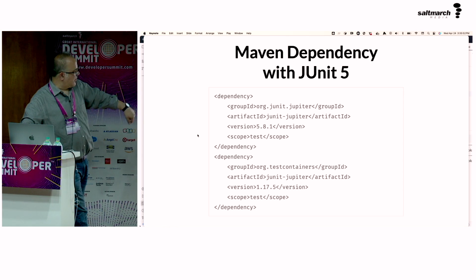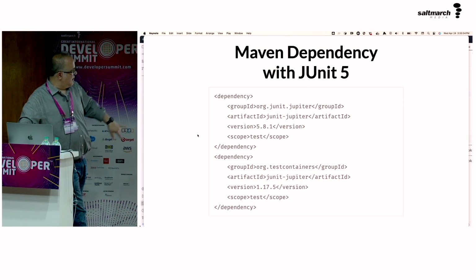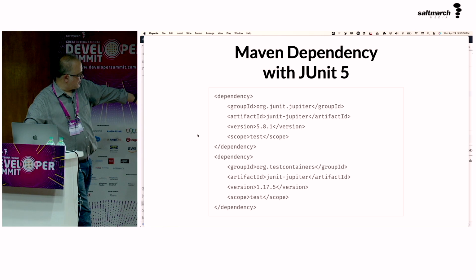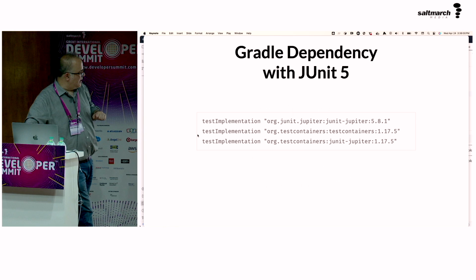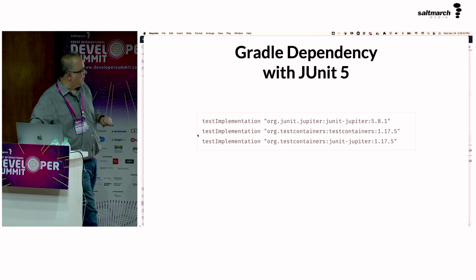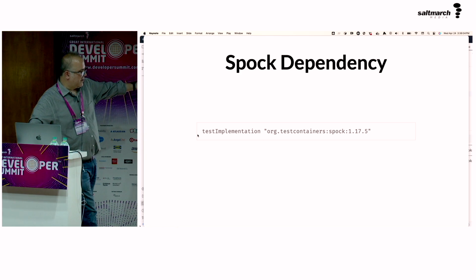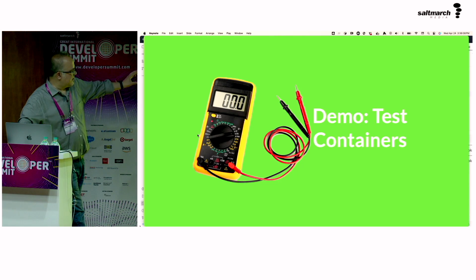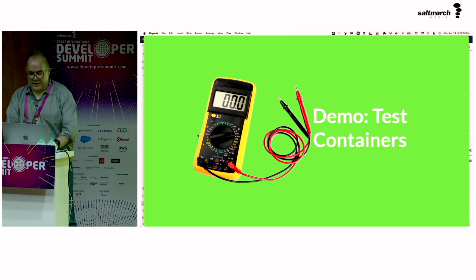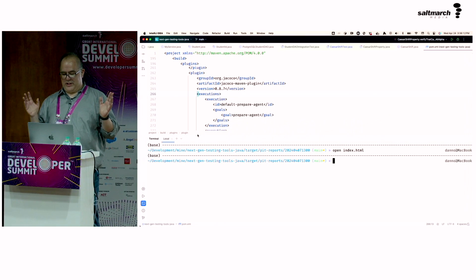Here's how it looks for Gradle. Then next, your integration with JUnit. So bring in JUnit, and notice here the group ID org.testcontainers, artifact ID junit-jupiter. Here's how Gradle looks. Here's how Spock looks. Any Spock users here? Okay, one. Spock is great. Let's show Testcontainers, and you are going to love this.